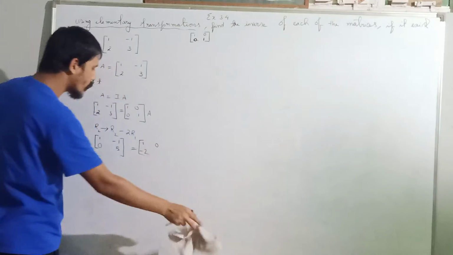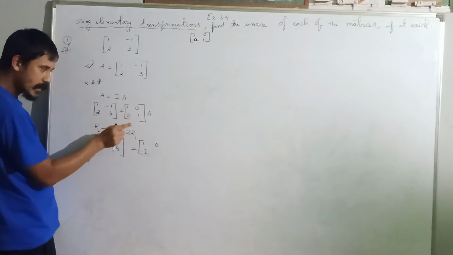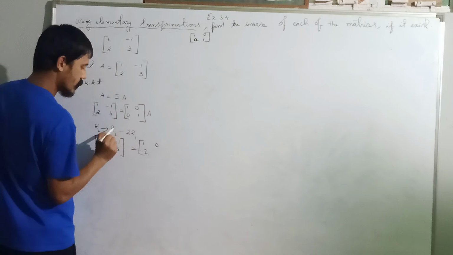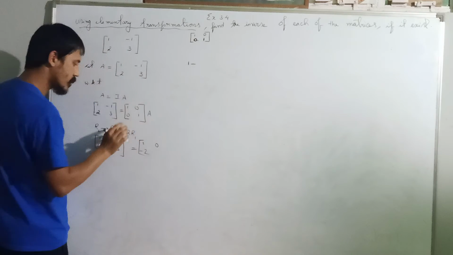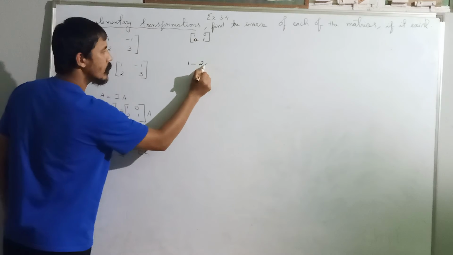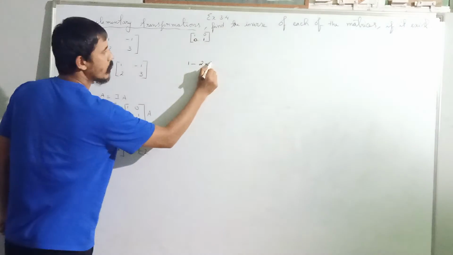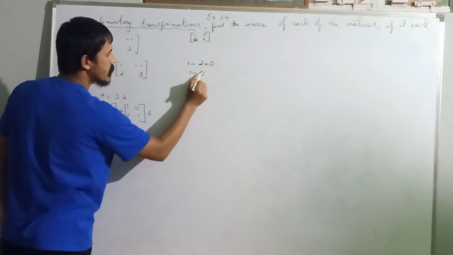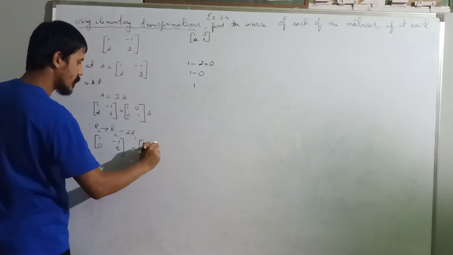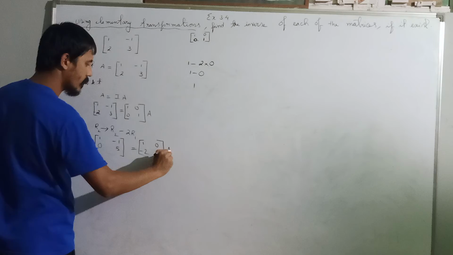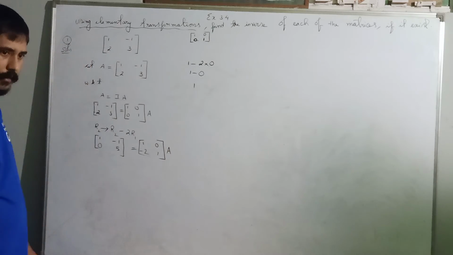Now the next element of R2 is 1. So 1 minus 2 R1, 2 into the corresponding element of R1, which will be 0 now. So 1 minus 2 into 0 is 0, so 1. So this remains as 1. Are you following that?